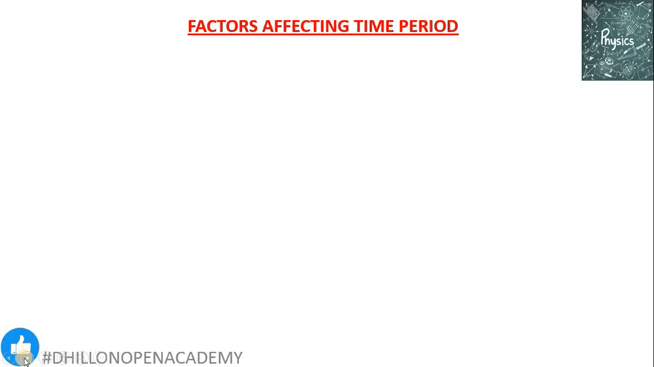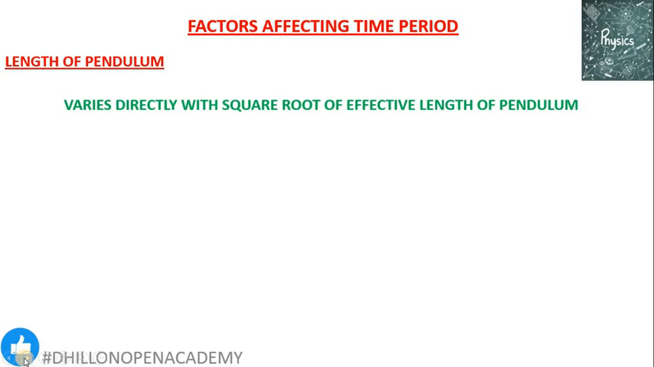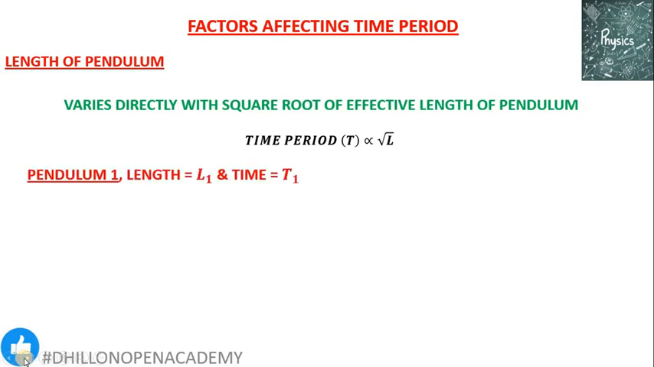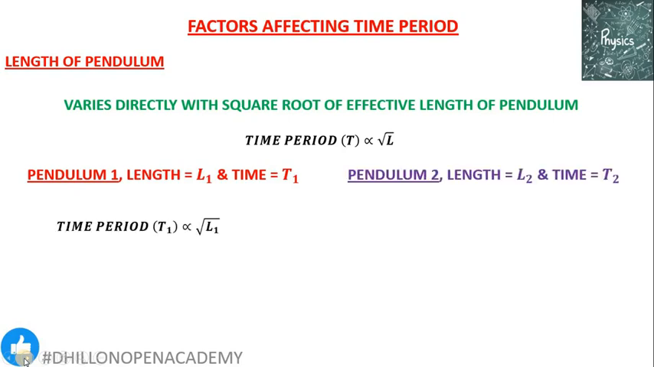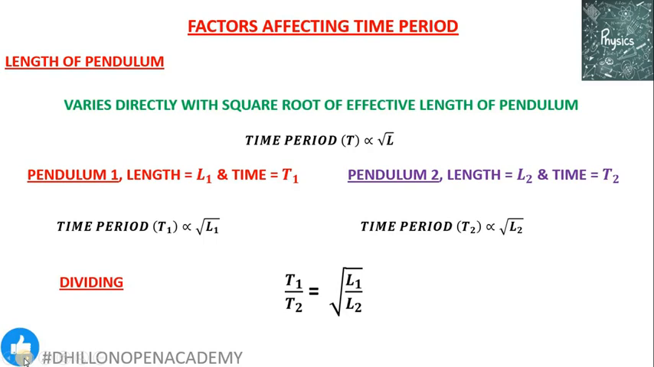What factors affect the time period? First, the length of the pendulum. The time period of a simple pendulum varies directly with the square root of the effective length of the pendulum, that is, T is proportional to square root of L. So if we have two pendulums, one with length L1 and time period T1, second with length L2 and time period T2, T1 is proportional to square root of L1, T2 is proportional to square root of L2. If we divide, T1 over T2 will be equal to square root of L1 over L2.